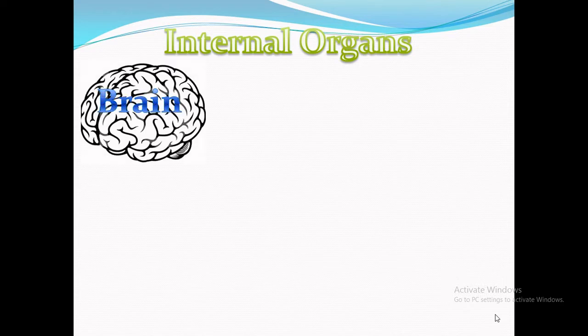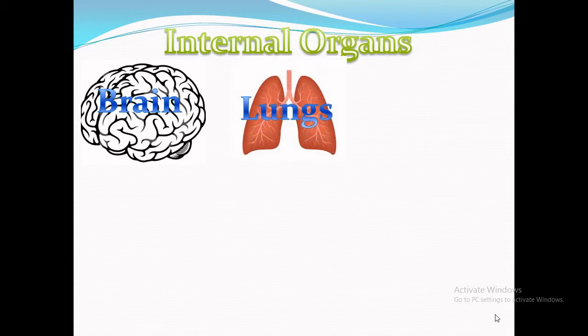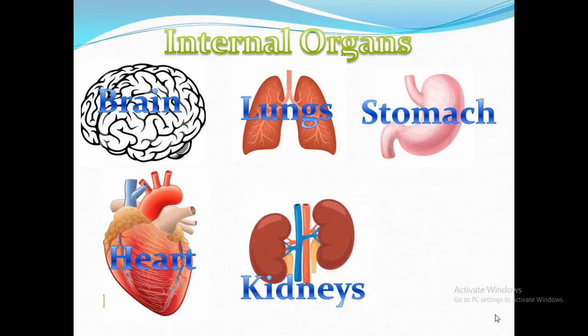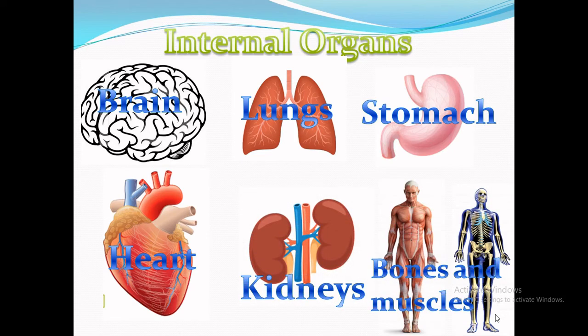Shall we see some of the internal organs? Brain is an internal organ, lungs, stomach, heart, kidneys, bones and muscles. So these are some of the internal organs. As the name suggests, these internal organs are present inside the body and they are not visible to our eyes. So now let us learn more about these parts in the next slides.